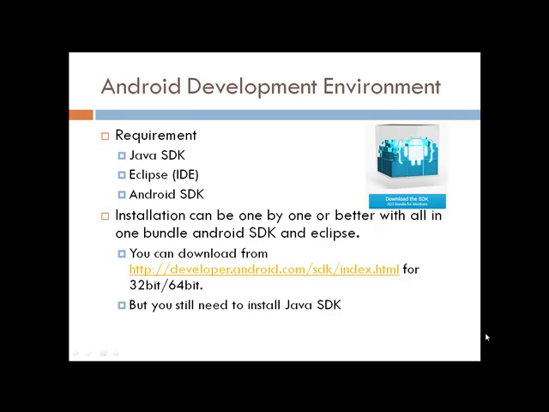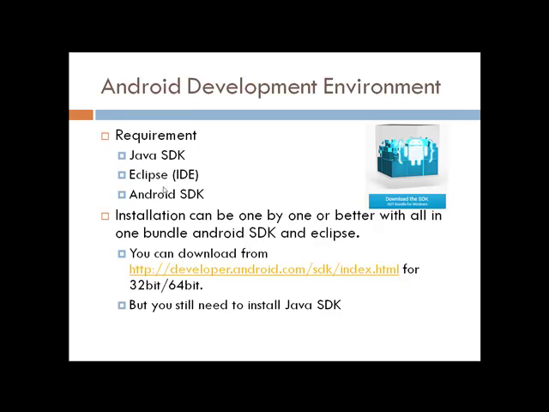So the Android SDK, basically you can download from the Android website. I'm going to point where you can download the much easier installation, which is by using what we call the all-in-one bundle Android SDK and Eclipse. Alright, so this bundle application basically combines the Eclipse and also the Android SDK. You still need to download Java SDK, but Java SDK is very easy to download and very common to most of you, to every one of you.